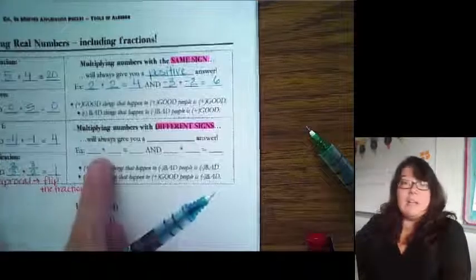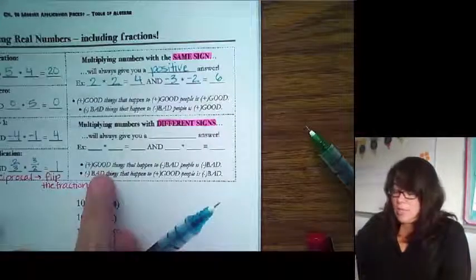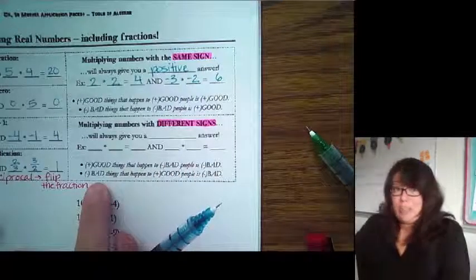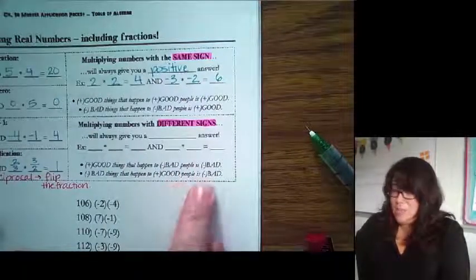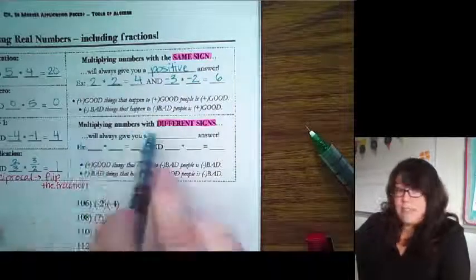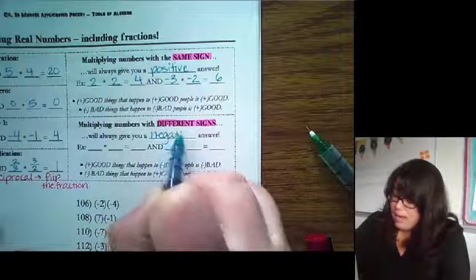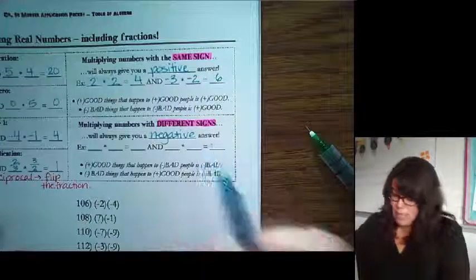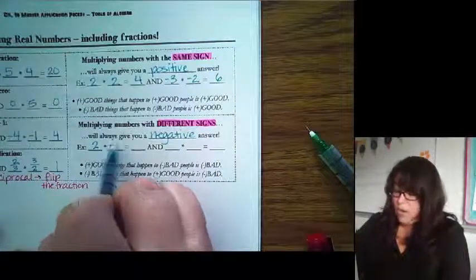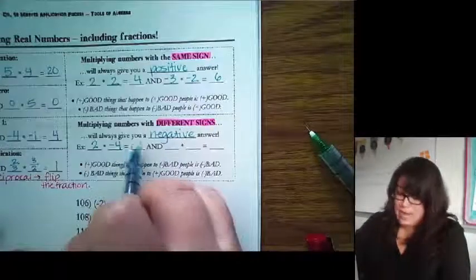Now, if you're multiplying numbers with different signs, it kind of works the same way in that when good things happen to bad people, that's bad. And when bad things happen to good people, that's bad too. But what does that mean in math? Well, anytime you're multiplying numbers with different signs, it will always give you a negative answer. So let's take a look. Let's say you have a positive 2 times a negative 4. Well, positive times a negative will always give you a negative, so it's -8.